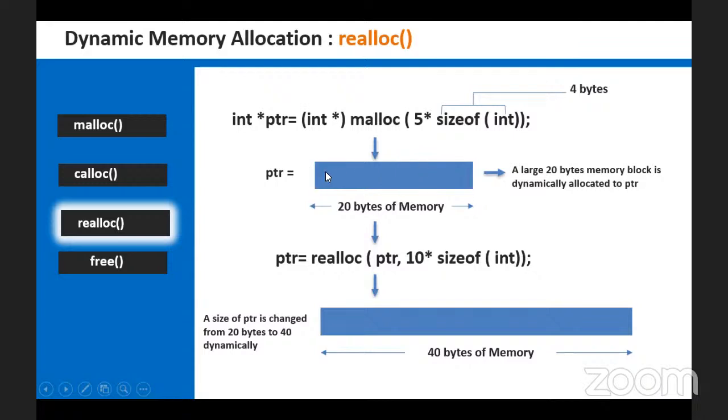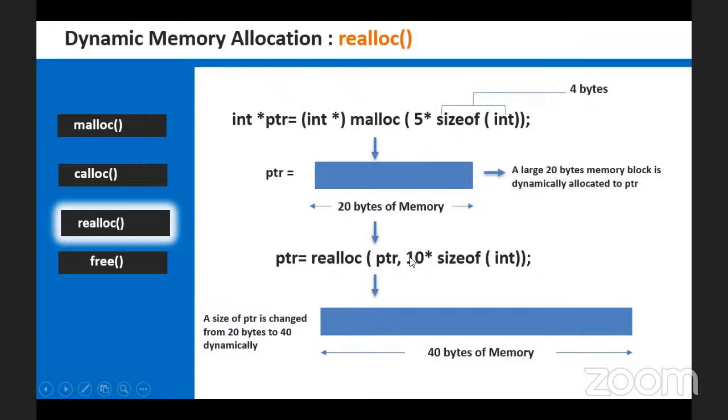After that, I want to add 20 more bytes. I want to double the memory size. Previously, 5 into size of integer, 20, right? Now I want 10 into size of integer. How can I do it? As a syntax, specify realloc of ptr. This memory is pointed to by this ptr, this 20-byte memory location, comma.